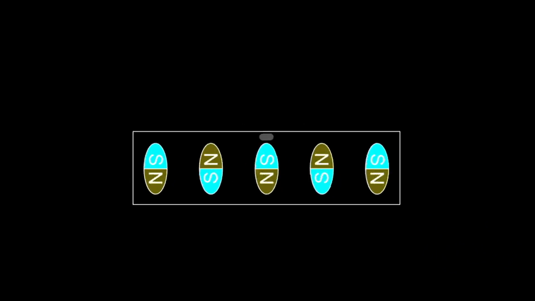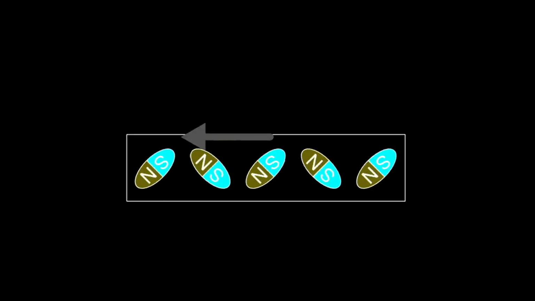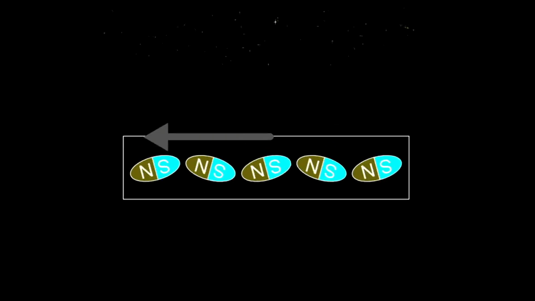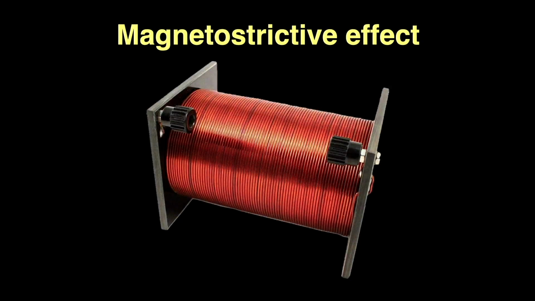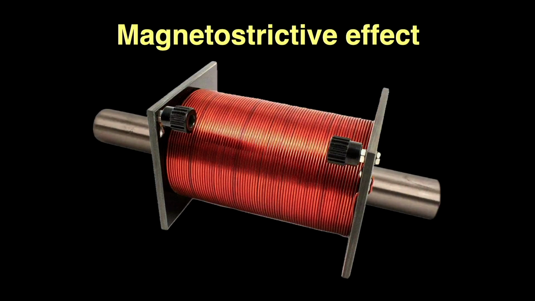Some objects will change their shape when put in a magnetic field. This is called the magnetostrictive effect. If we take a bar of Terfenol-D and put it inside a coil of wire, this is called a solenoid, when we hook up the coil to a power source, a current flows in the wire, creating a magnetic field inside the coil. The Terfenol-D bar responds by changing shape. The bar can get longer, or shorter if we reverse the current.